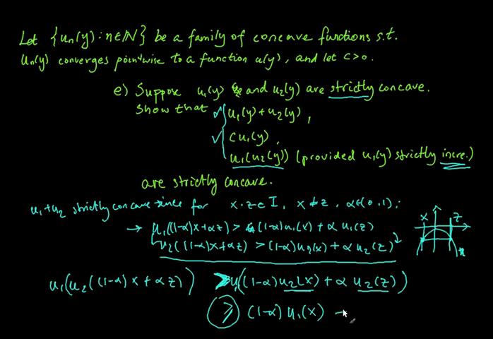So actually note over here that it doesn't really matter whether U1 is strictly concave or not. We just know that if U2 is strictly concave and if U1 is strictly increasing, and actually just concave would do, then U1 composed with U2 would be strictly concave. And that thing over here was, yeah, strictly concave. Good.